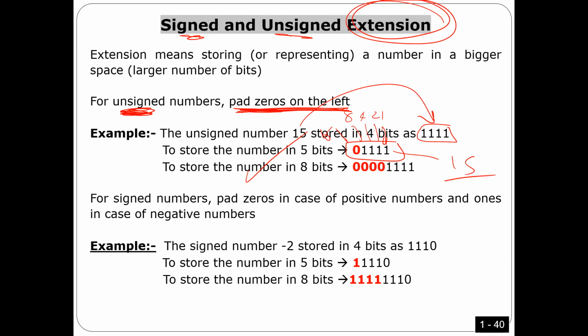For signed numbers, if your number is positive and you want to extend it, just put zeros. But if the number is negative, you have to put ones.